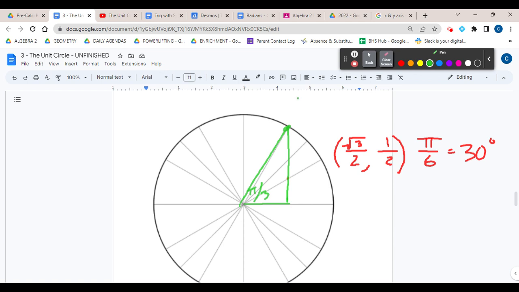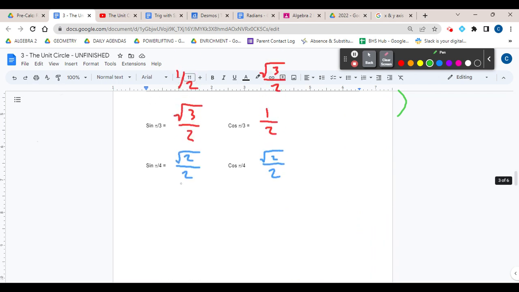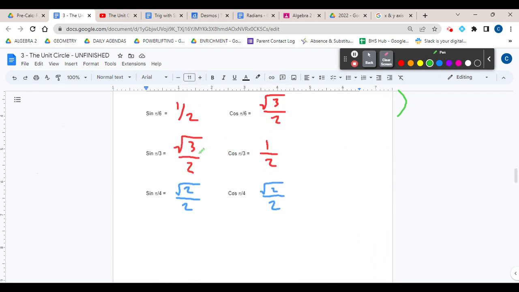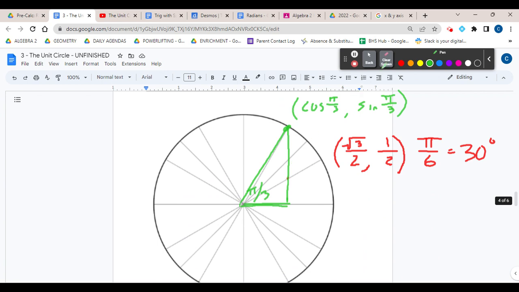All right. Now, we notice this point, the same with all the points. The x value down here is the cosine of pi over 3. The y value is the sine of pi over 3. All right. Going back to our stuff over here, the cosine of pi over 3 is 1/2. The sine of pi over 3 is root 3 over 2.